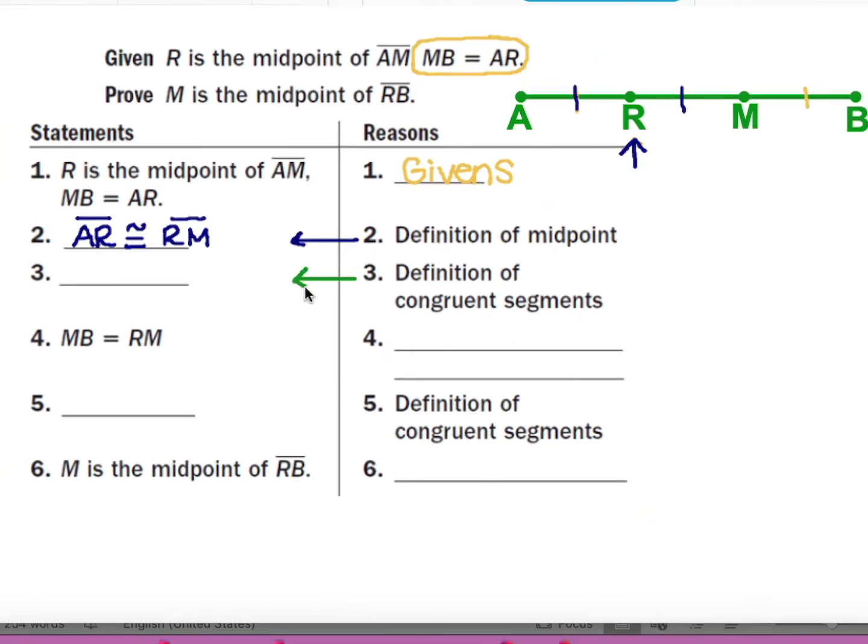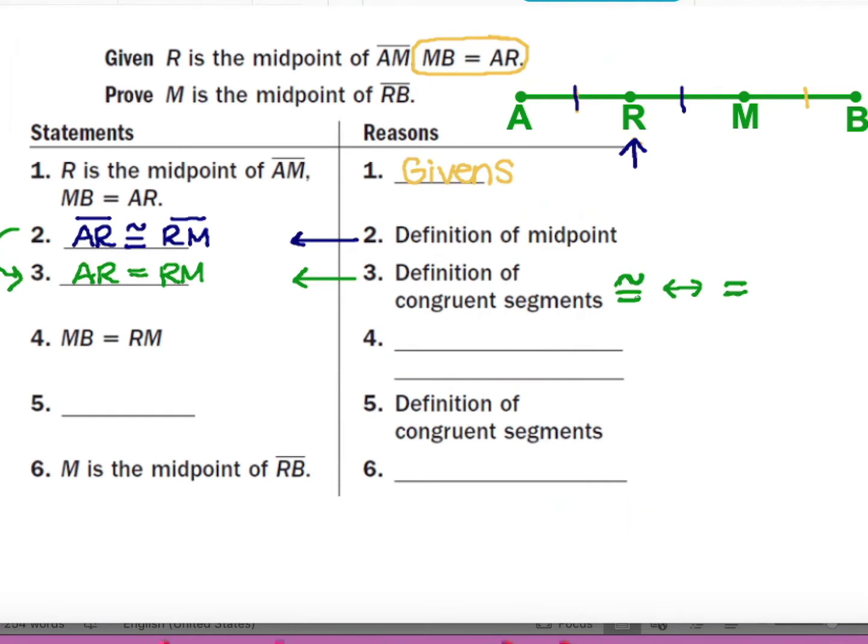Here's a funny little reason. It says definition of congruent segments. What does it mean to say that 2 segments are congruent to each other? It means same shape, same size, so we can say that AR, the length, is equal to RM, the length. And you'll see that a lot. The definition of congruent segments is just used to go from congruent to equal. Or it could go the other way because definitions are biconditional. We could go from the equal to the congruent.